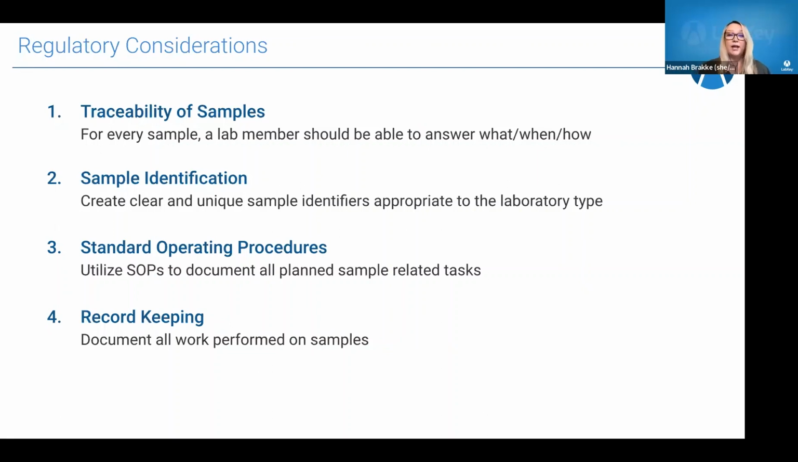Secondly, sample identification. So making sure that you're able to create clear and unique sample identifiers that are appropriate to your lab type. So this really means, do your samples need to be de-identified, or can they continue to have PHI on them? Do you have varying levels of that? What type of identification pattern do you guys want to follow? We'll get into that in a couple slides as well.